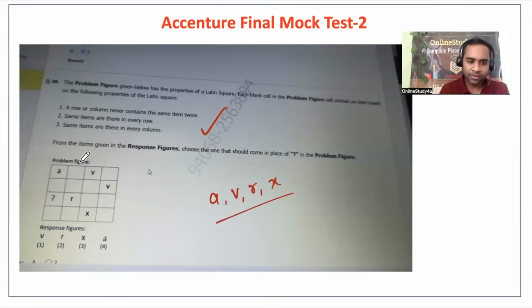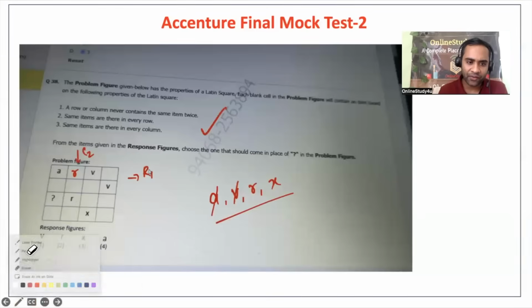Now, this is definitely my row 1, and this is my column 1. We have A and V in row 1. Now we have to put R or X. If I put R here, then in the same column 2, R will repeat twice. So definitely, my dear friends, I cannot put R here. Then what is the option left with us? The option left is X. So we can put X here, and here we can put R.